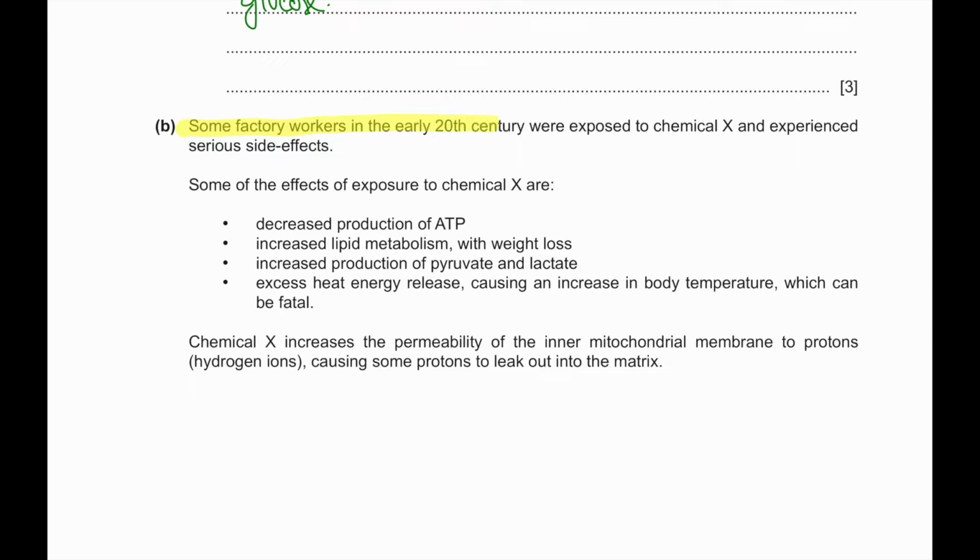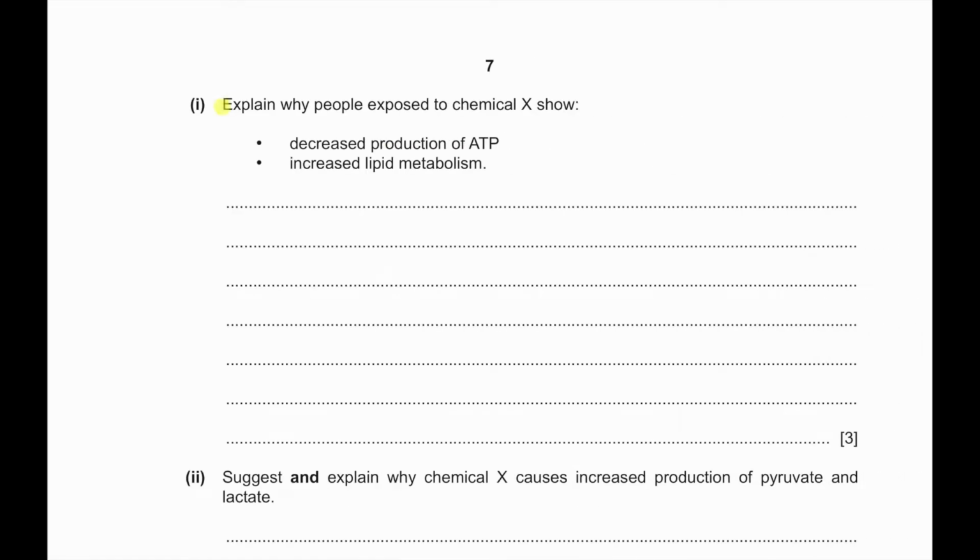Some factory workers in the early 20th century were exposed to chemical X and experienced serious side effects. Some of the effects of exposure to chemical X are decreased production of ATP, increased lipid metabolism with weight loss, increased production of pyruvate and lactate, excess heat energy released causing an increase in body temperature which can be fatal. Chemical X increases the permeability of the inner mitochondrial membrane to protons, hydrogen ions, causing some protons to leak into the matrix. Explain why people exposed to chemical X show decreased production of ATP and increased lipid metabolism.